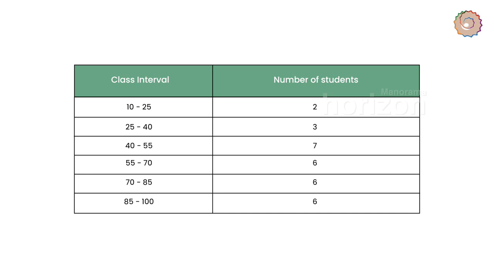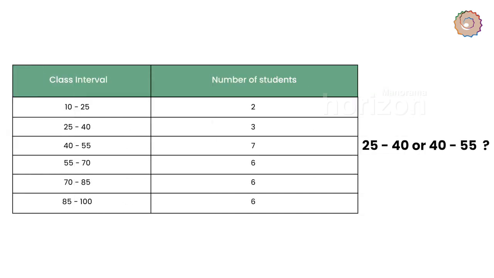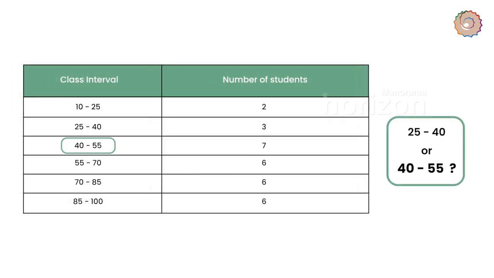While allocating frequencies to each of the class intervals, students falling on any upper class limit would be considered in the next class interval. Here, students have scored 40 marks. In which class interval do you consider writing them? 25 to 40 or 40 to 55? By convention, always write them in the next class interval, that is 40 to 55.